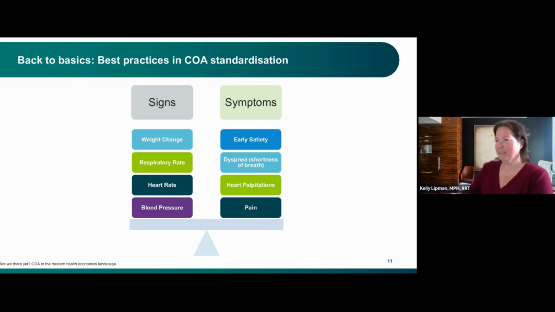So going back to basics here, I really wanted to break this down, looking at the difference between signs and symptoms, and then I'll even talk about impacts as well. These are the things that are measured by COAs. So a sign is something that's observable or measurable. Some examples include your biomarkers, weight change, respiratory rate, heart rate, blood pressure, things like this. Symptoms are things that are felt by patients that cannot be easily observed on their own, like pain.